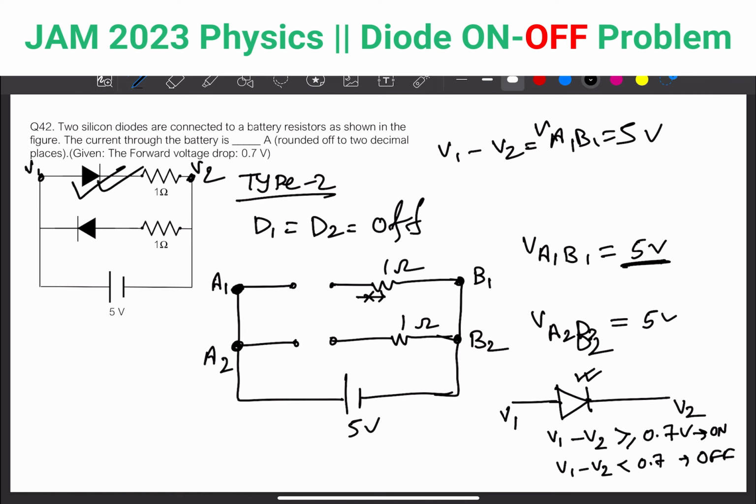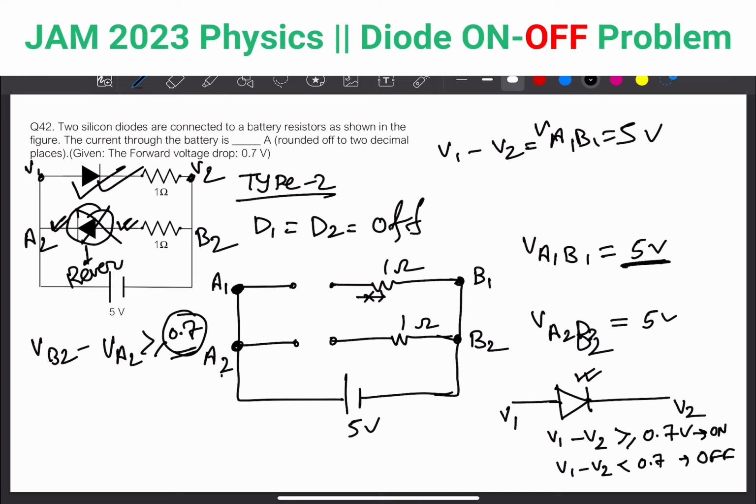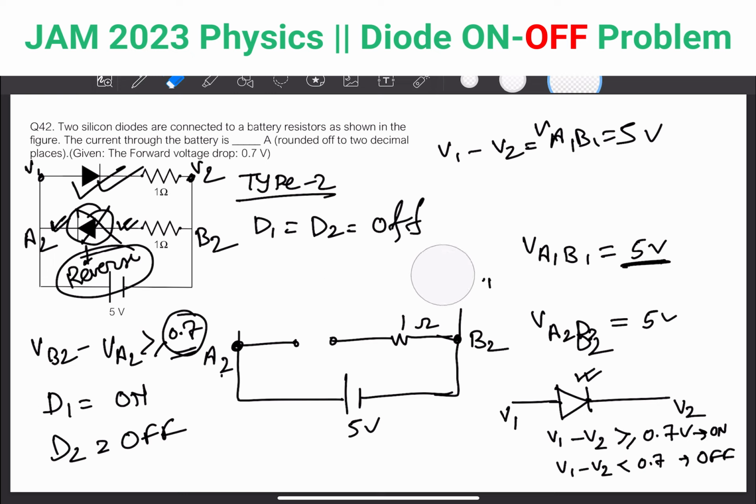But here, this one, you call it A2B2. For this one, the diode will be turned off, as here the potential is much higher than this one. That means this diode is in reverse bias. So we get from here D1 is on, D2 is off. You can see it's the same result as type 1, right? So what will be the final result?